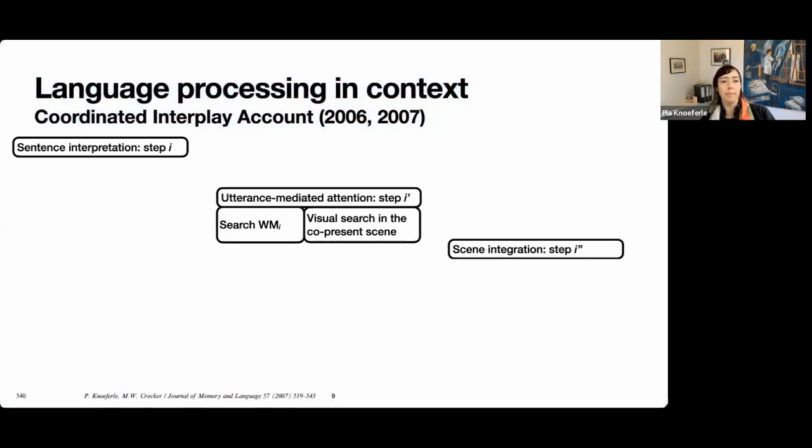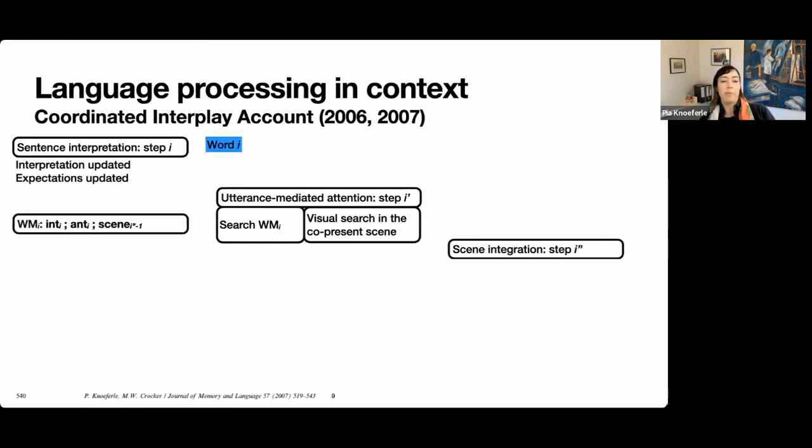Here is an example. You might think about it as a sequence of interpretation and attention steps, where you start with sentence interpretation as step I. When a word is heard or read, you integrate that word into the interpretation. You're updating the expectations that you may have, perhaps from previous contexts. You're keeping track of things in working memory. So this is your working memory.